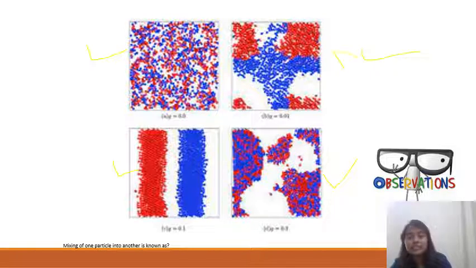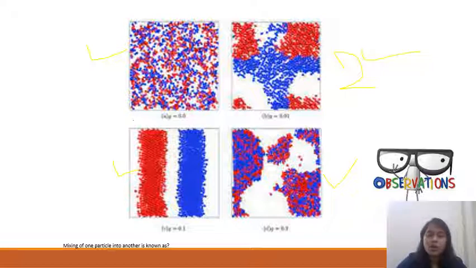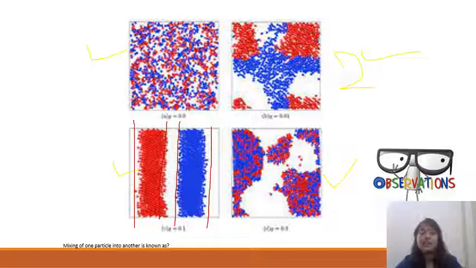And this is the second picture. You can see they are slightly mixing. Red particles get mixed with blue particles. Okay, and the third image, what can you see? They are not mixed yet, they are different. Okay, the line of red particles is different and the line of blue particles is different.